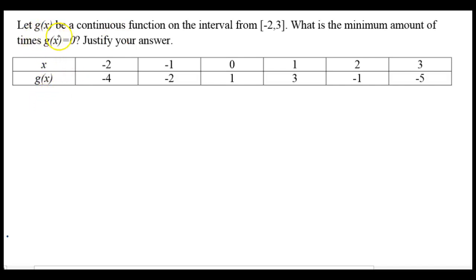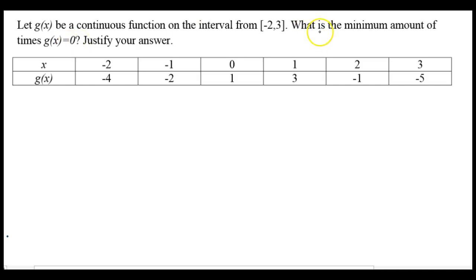Alright, let's try a second AP level question. Let g of x be a continuous function. We're just told straight out g of x is continuous on the closed interval from -2 to 3. What is the minimum amount of times that g of x must equal 0? Justify your answer. So now it's not, is it true that at some point g of x equals 0?